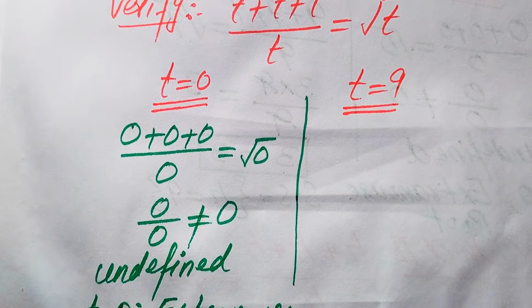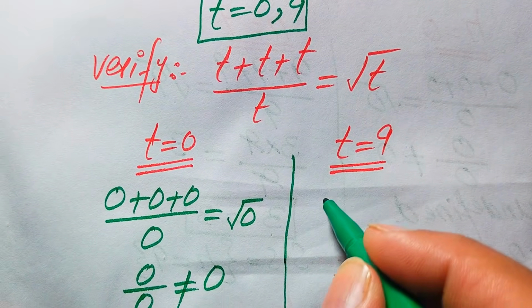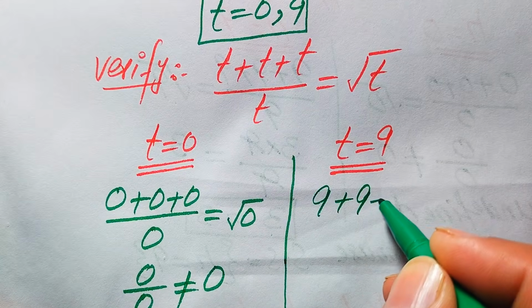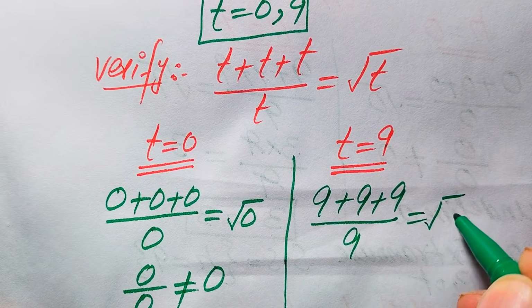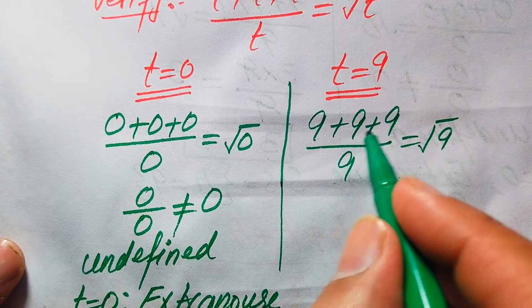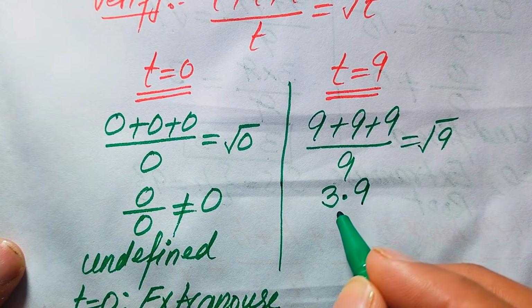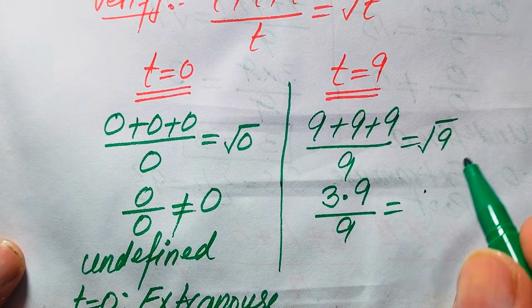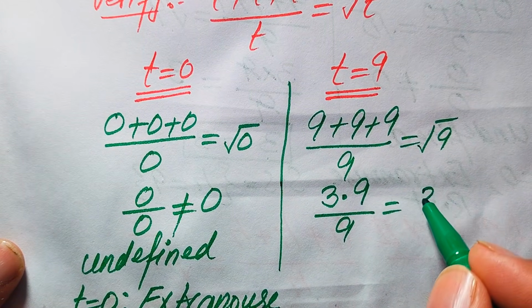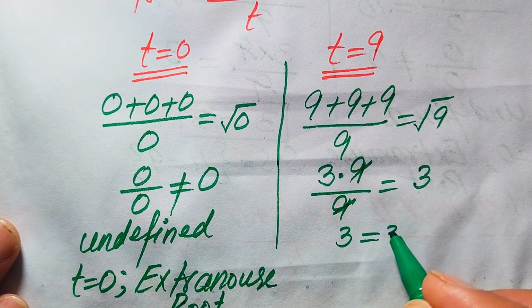And now, in the same pattern, we need to verify the second root, that is t equals 9, and we substitute it on both sides, and it becomes 9 plus 9 plus 9 divided by 9 equals square root of 9. And since 9 is added 3 times, we write it as 3 times 9 divided by 9 equals, here you see that square root of 9 becomes 3. So this 9 and this 9 are gone, and we get here 3 equals 3.